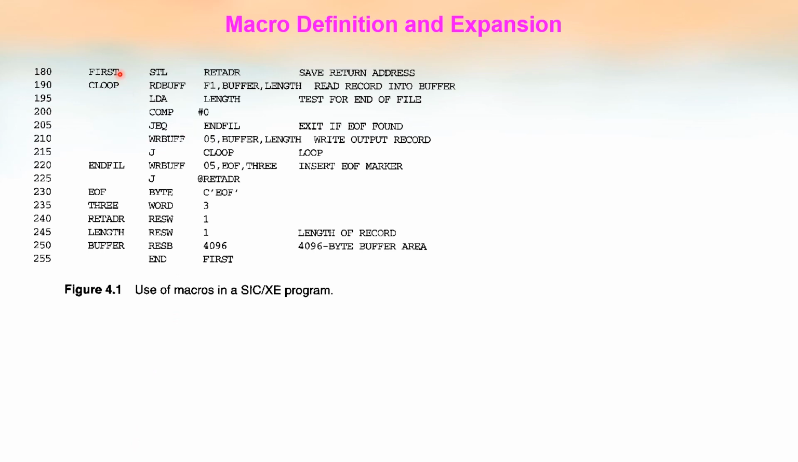So here this is the main program. In the main program, these macros are getting called. First STL RETADR. So here the macro name RDBUFF is used. In C language, for example, we can call the add function in the main program. Similar to that, RDBUFF is called here with actual parameters: F1, this is the input device, then the buffer address, and this is the record length. So these are the actual parameters. This is the macro call, or macro invocation. After some lines, the WRBUFF macro is also called. Then the remaining program, then end.